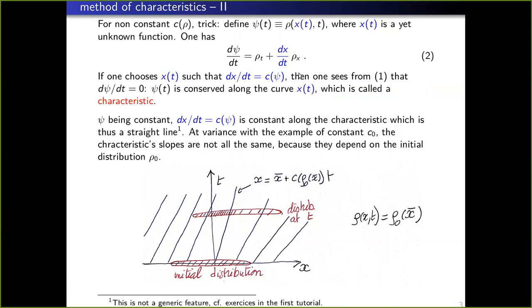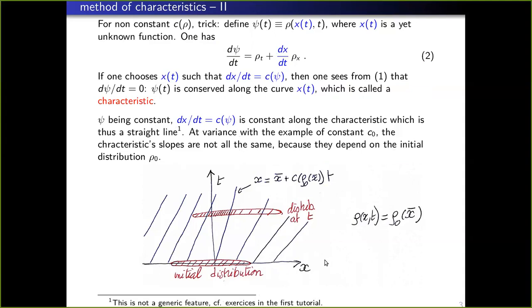And this curve, which is defined by this equation, is called a characteristic. Psi being a constant, dx dt, which is c of psi, is also a constant along the characteristic. And this means the characteristic is just a straight line. Just note here that this is not a generic feature. Compare the exercise in the first tutorial. So in the case at hand, the characteristics are straight lines. And at variance with the previous example of a constant c naught, the characteristic slopes are not all the same because they are c of psi, and psi is initially, for instance, rho naught of x bar. So they are not all the same.